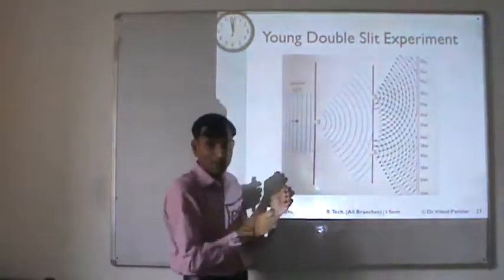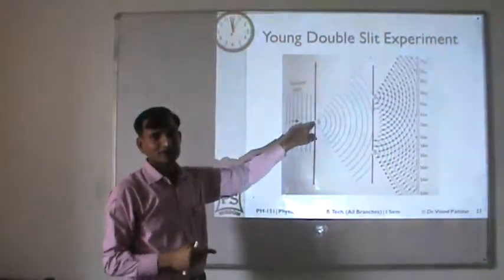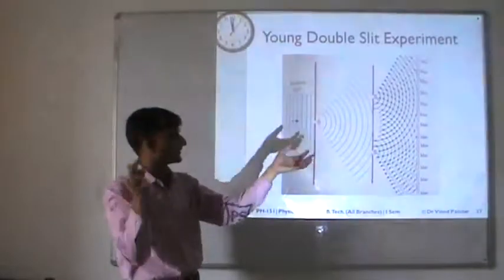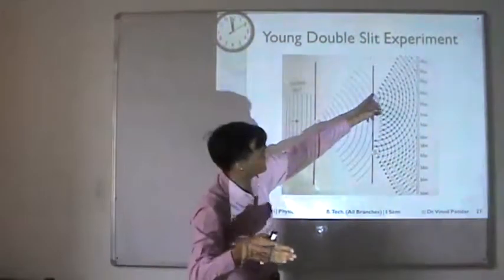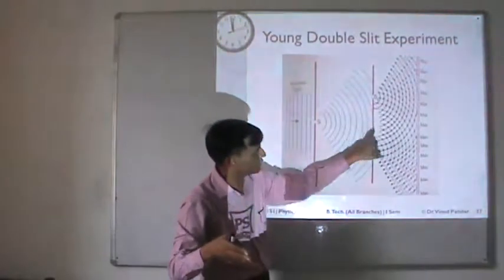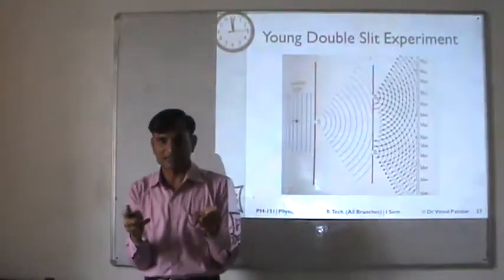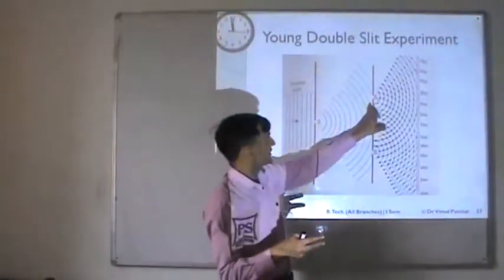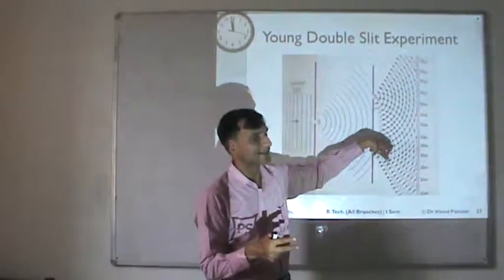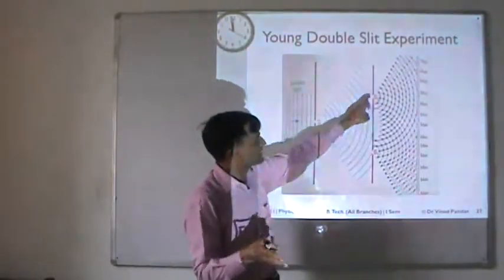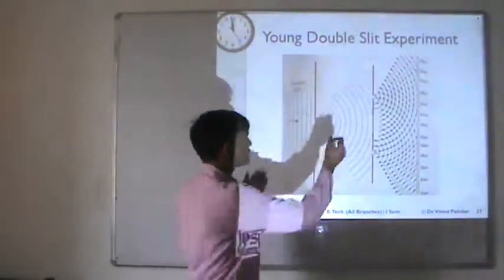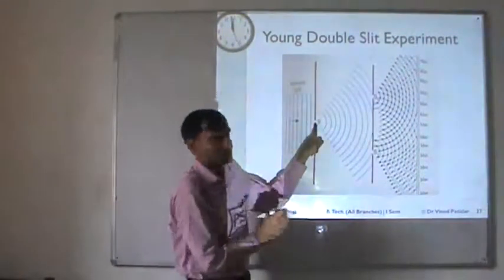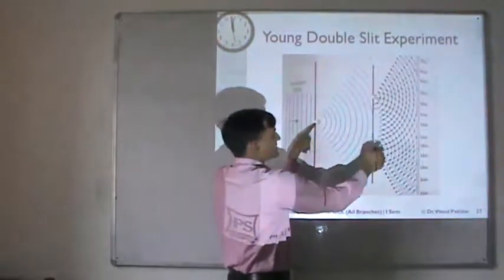Suppose there is a single pinhole, then it produces a spherical wavefront. The light with this spherical wavefront is then allowed to pass through two holes. So this single wavefront is now divided into two spherical wavefronts. These two holes behave like two independent sources, and these two are at the same distance from the source. So this distance and this distance are the same.